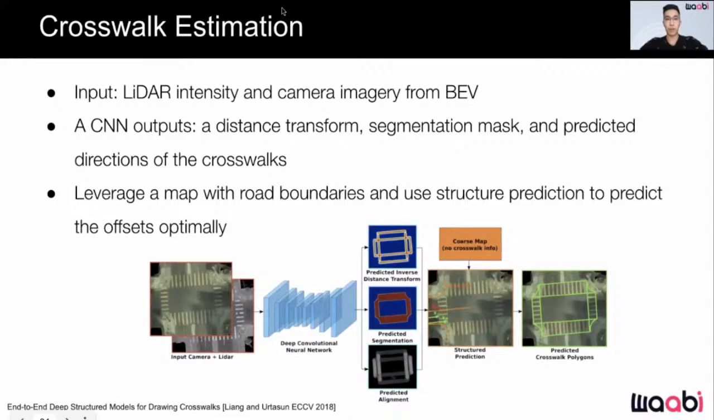To do this, we feed LiDAR and BEV imagery into a CNN to output inverse distance transform, segmentation, and angle heat maps. Next, using the road boundaries as a coarse map to define the crosswalk boundaries, we exploit structure prediction to create the final drawing. By leveraging distance transforms and integral accumulators, efficient exact inference is possible. Our model achieves 96.6% automation of all crosswalks.